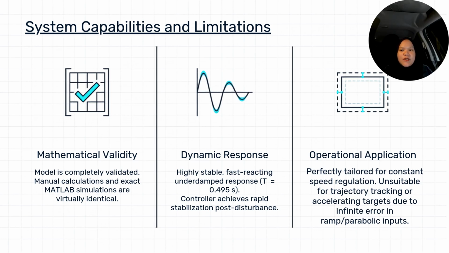So moving on to the next slide, let's look at the system capabilities and limitations of our design. We have categorized this into three main areas: mathematical validity, dynamic response, and operational application. First, regarding mathematical validity, I am pleased to share that our model is completely validated. We conducted manual calculations and compared them directly with exact MATLAB simulation, and the results are virtually identical. This gives us high confidence in the accuracy of our theoretical model.